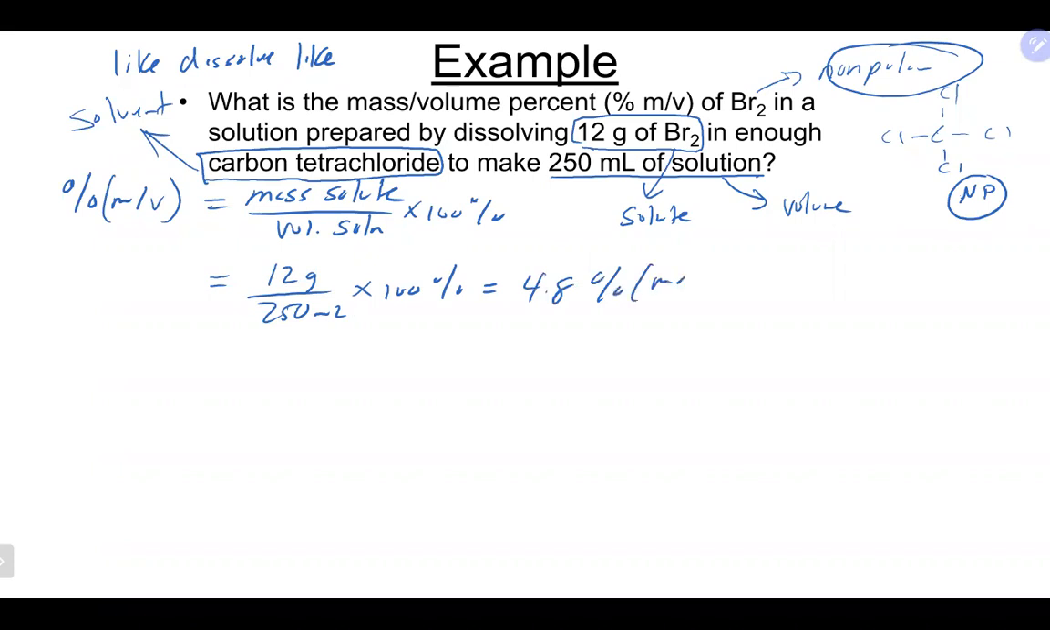That'd be 4.8% mass to volume, Br2 in this case. Any questions on that there?